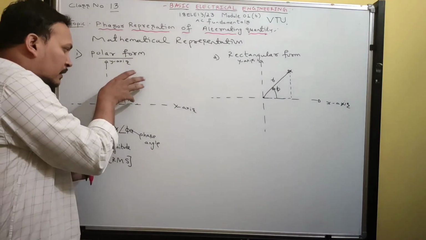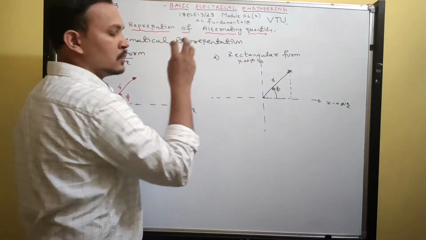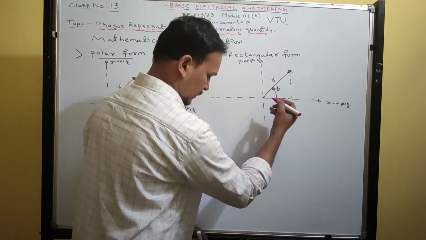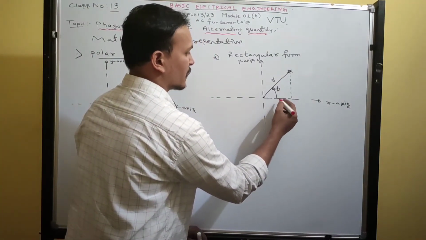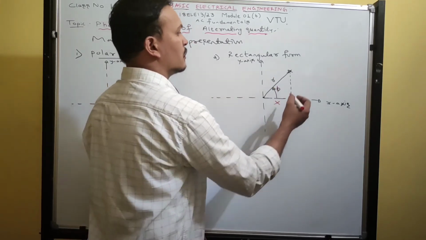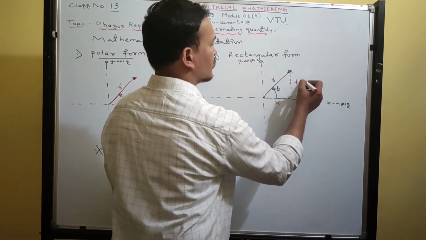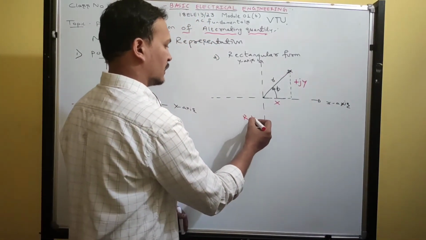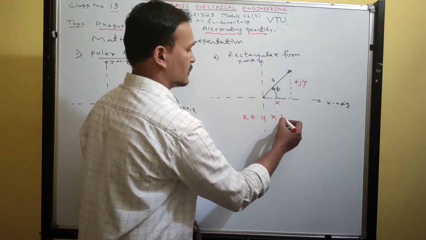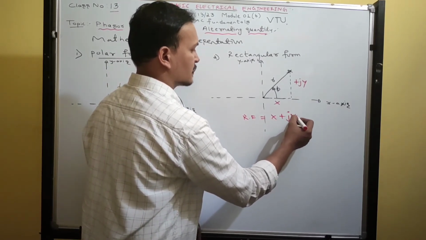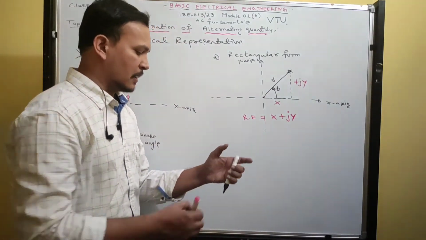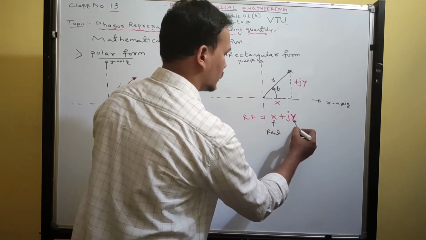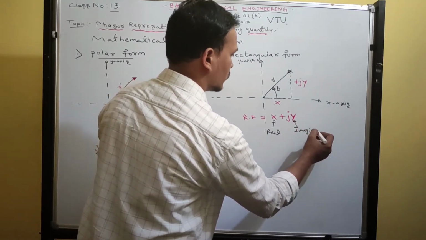So polar form can also be represented in rectangular form. Under that condition, the real part we can consider as x, and imaginary part is plus jy. So in rectangular form, what is the representation? In rectangular form, the basic representation is x plus jy. X is real part and y is imaginary part.